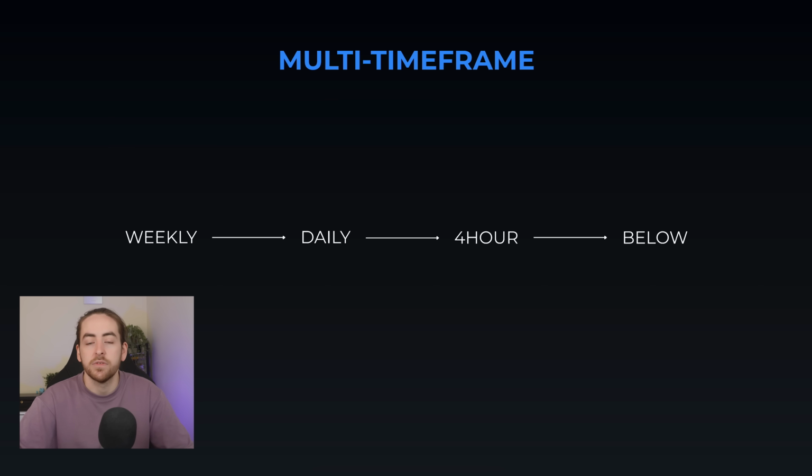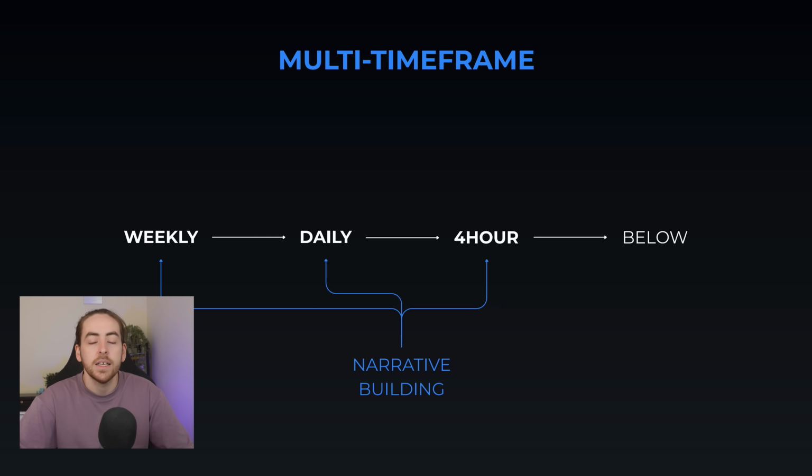Now we do this narrative creation across multiple different timeframes: the weekly, the daily, the 4-hour and below. The weekly, the daily and the 4-hour timeframe are where narrative building takes place. And look, if you're a day trader, this is just the same. It doesn't matter if you're trading the 15 and 5-minute timeframes. This weekly, daily, 4-hour flow will be massively beneficial to you, so you should do this narrative building whether you're a swing trader or a day trader.